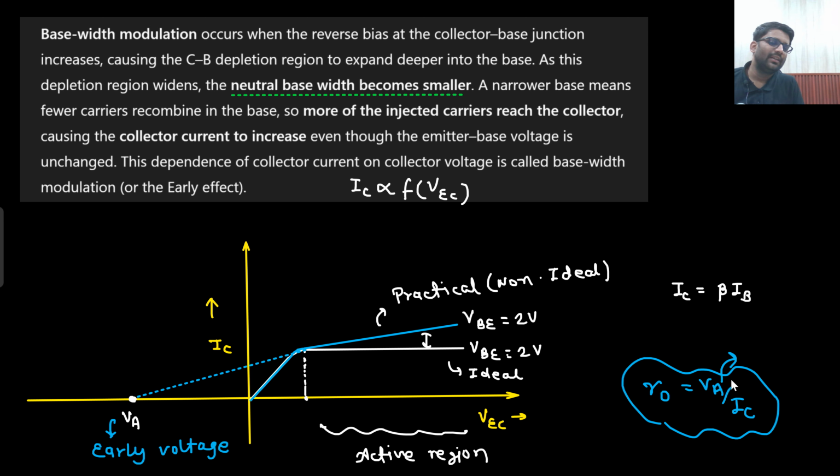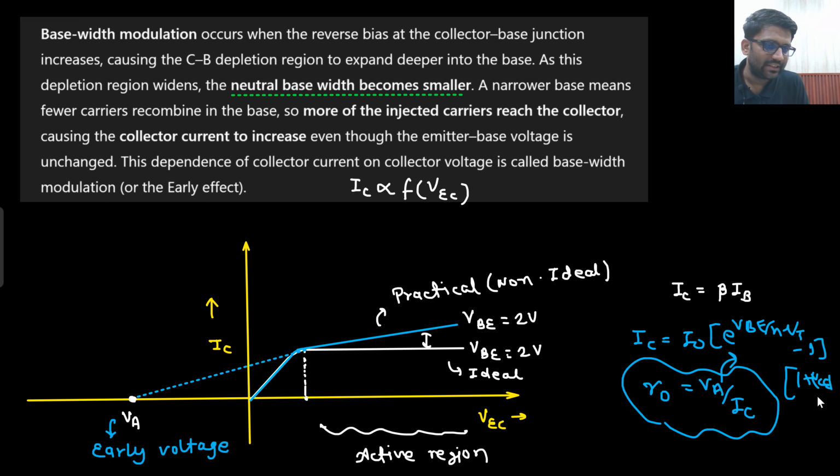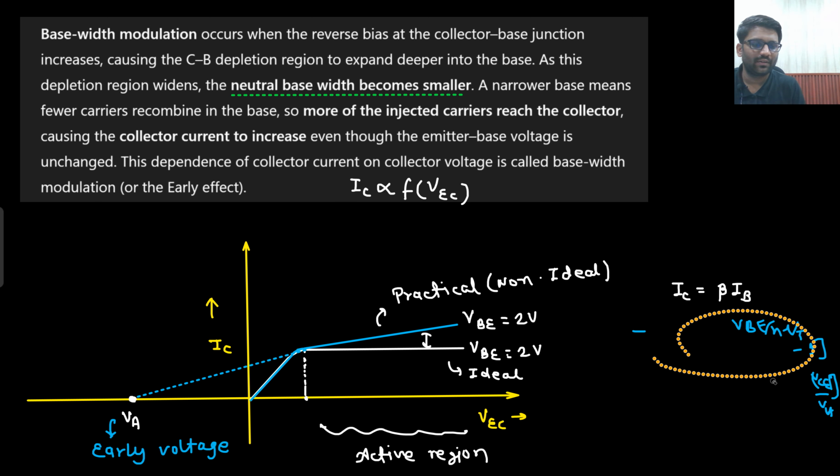Where this VA would be important is how we will change the collector current equation. The collector current equation we used to write in this manner, the exponential of V by eta Vt minus 1. But eventually what will happen? It gets multiplied by 1 plus mod of Vc by Va. That would also come into action. So all these equations you will learn in analog. Don't worry about it.